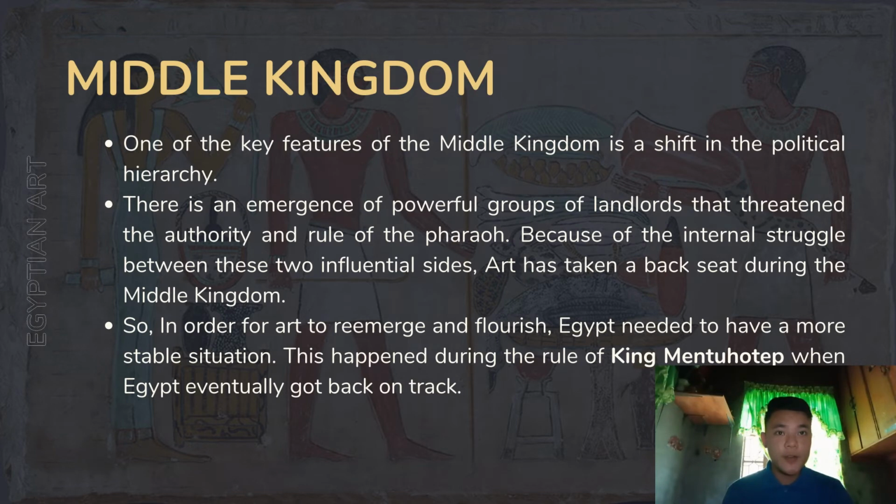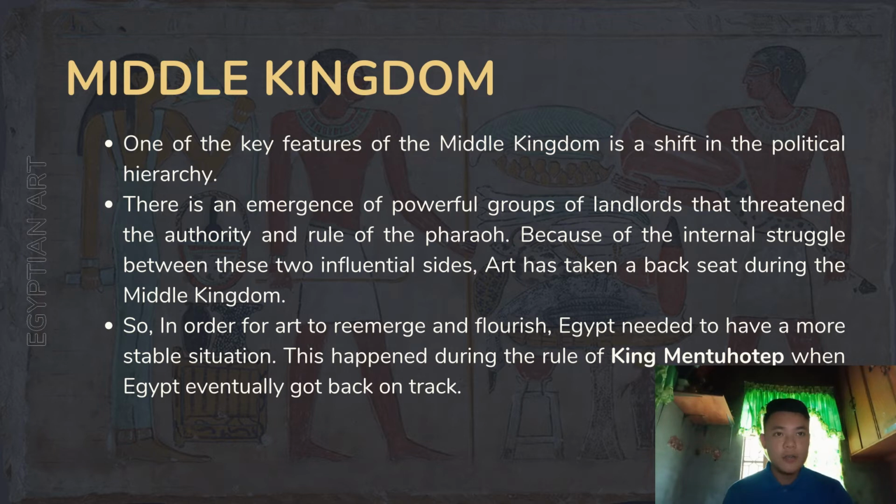Middle Kingdom. One of the features of the Middle Kingdom is a shift in the political hierarchy. There is an emergence of powerful groups of landlords that threaten the authority and rule of the pharaoh. Because of the internal struggle between these two influential sides, art took a backseat during the Middle Kingdom. So, in order for art to re-emerge and flourish, Egypt needed to have a more stable situation.